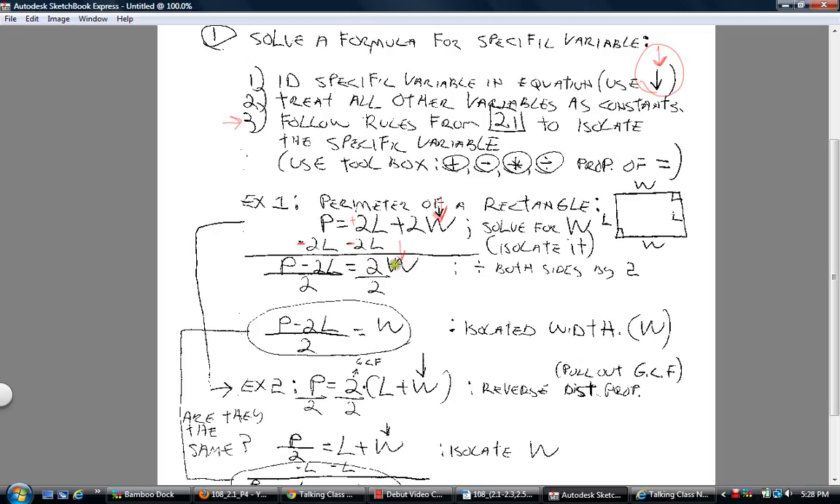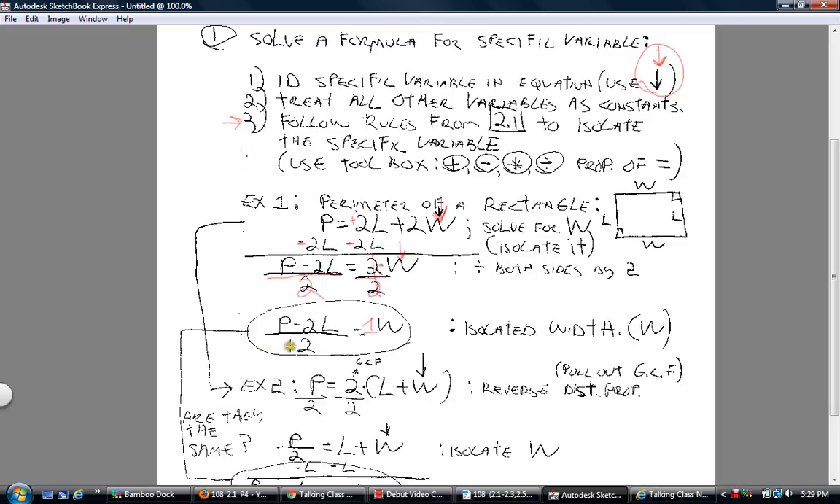To get W by itself, I've got to use my decoder ring and undo multiplication via the opposite. So divide by the coefficient. Remember, that's a fancy term for the number in front of a variable, and you're dividing both sides by 2. Anything divided by itself, I say it 100 times every semester, equals 1. Here's 1W equals, and now what do you have over here? It was the perimeter minus 2 times the length, all divided by 2. And you're done. You can't combine anything here.